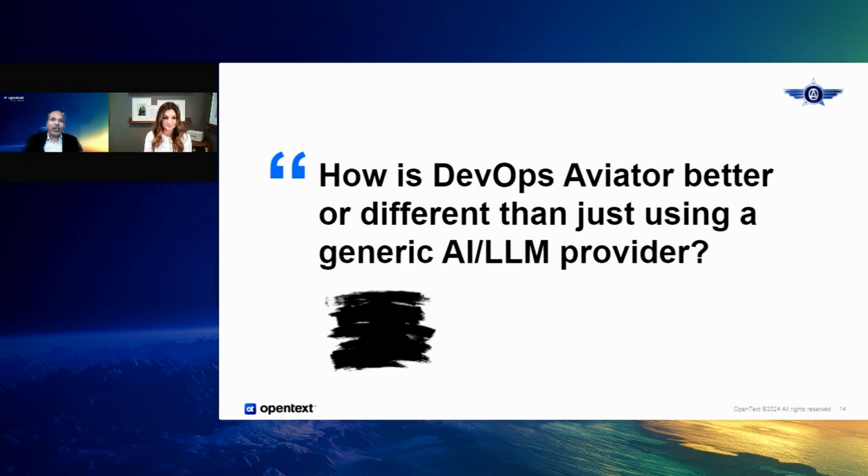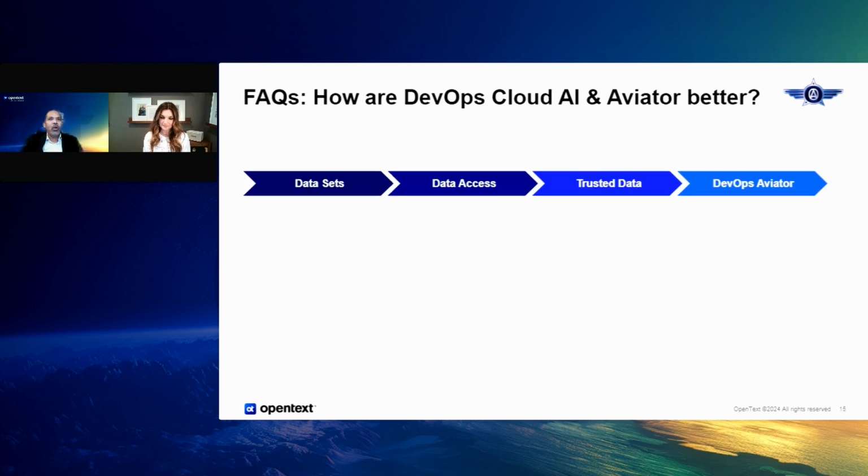Absolutely, it's a great question, Kelly. I get this from the majority of customers. Can we use a generic ALM, or probably we can build one? But let's look at some of the key differentiators that we have within OpenText DevOps Cloud AI and Aviator. For any AI initiative, we all know that a data set is the prerequisite. Without data, there cannot be any AI.